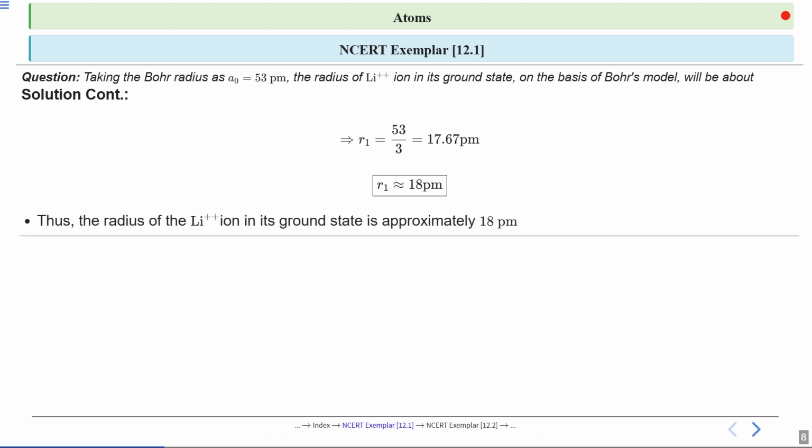So to summarize, the radius of the lithium plus plus ion in its ground state is about 18 picometer. This shows us that as the nuclear charge increases, the electron is held more tightly and the atomic radius decreases.